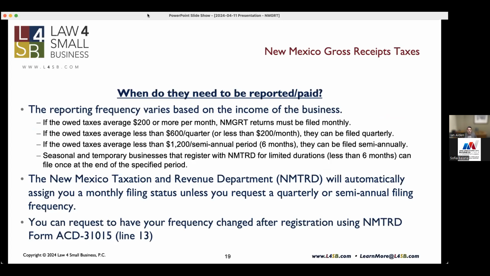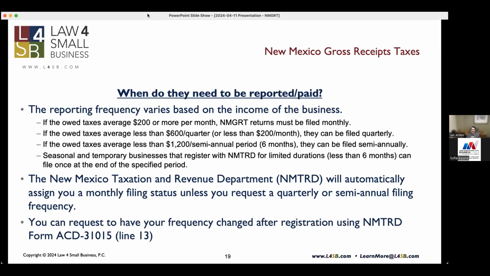If we're talking less than $200 a month, which averages out to less than $600 a quarter, they can be filed quarterly. If we're talking less than $1,200 every 6 months, they can be filed semi-annually. Or if you have a seasonal or temporary business, meaning you're only going to operate, for example, for the Christmas season or whatever, and you register that way with Tax and Rev for either a seasonal business or for a business of limited duration, you can just file once at the end of the duration or season or whatever.